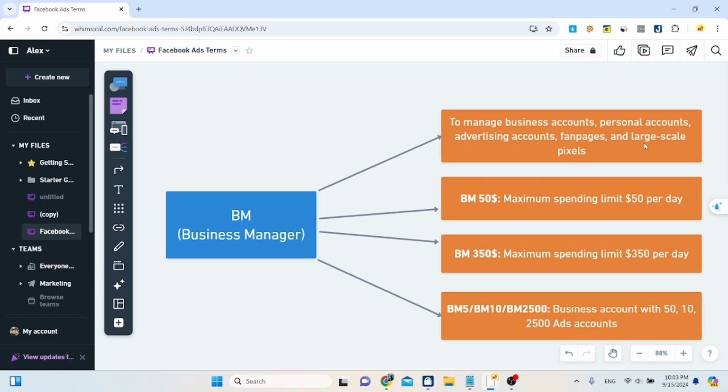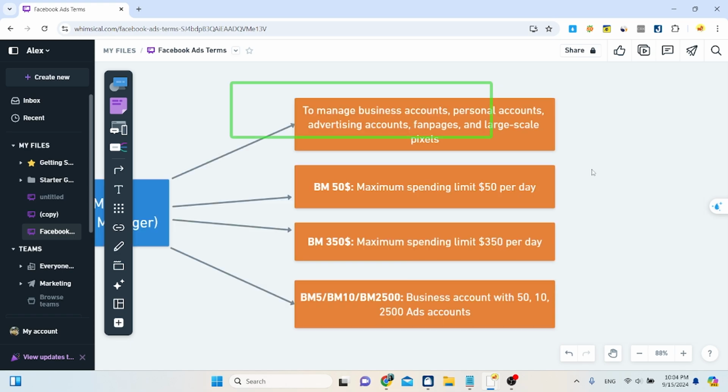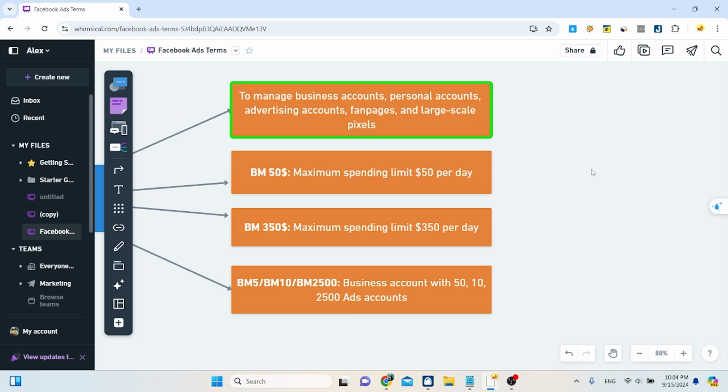Next are the terms related to BM. BM is the abbreviation of Business Manager. Simply put, it is a business management program on Facebook. BM is used to manage business accounts, personal accounts, advertising accounts, fan pages, and ad pixels. BM accounts are mainly classified by spending limit and number of advertising accounts.